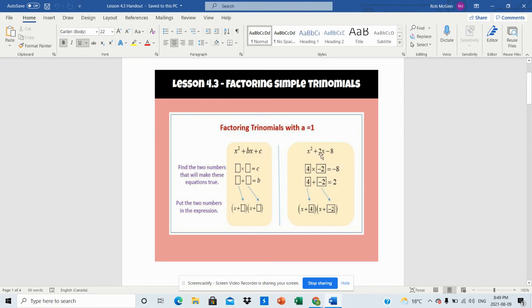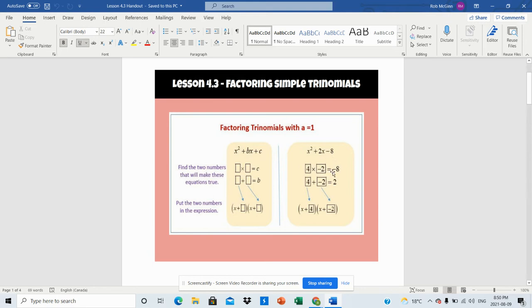x squared plus 2x minus 8. We have to ask ourselves what two numbers multiply together to give us minus 8 and add together to give us positive 2. And we could look at the ways we can get minus 8. What two numbers will give us minus 8? Well, we could do minus 1 times 8, but those would not add up to 2. We could do minus 2 times 4, and that would give us minus 8, and minus 2 plus 4 would give us plus 2. So we found our two numbers, 4 and minus 2.